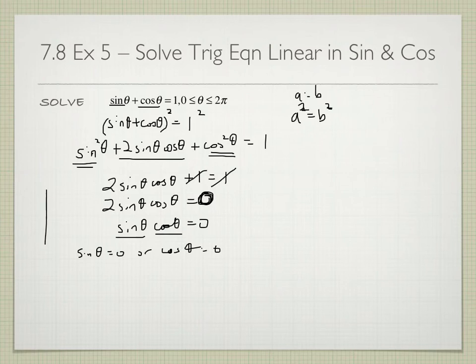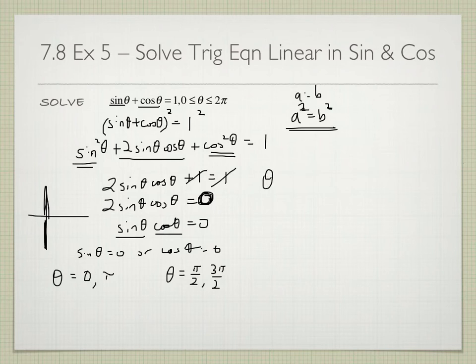And looking at our unit circle, where is the sine of theta equal to 0? Well, sine of theta is 0 at theta equals 0 and at pi. And the cosine of theta is 0 right here and right here, so that's going to be pi over 2 and 3 pi over 2. So remember I said if we square both sides, we need to check our answers because we can sometimes get extraneous solutions. So let's check those answers.